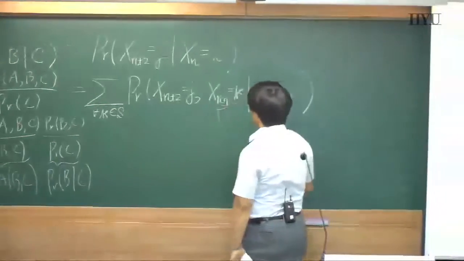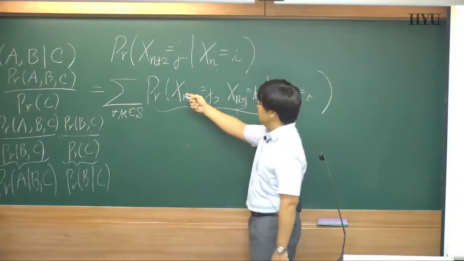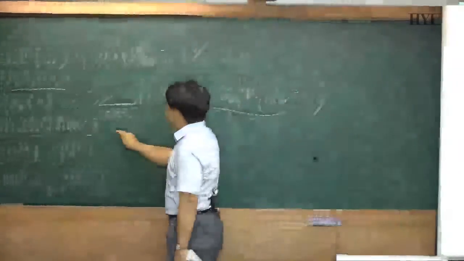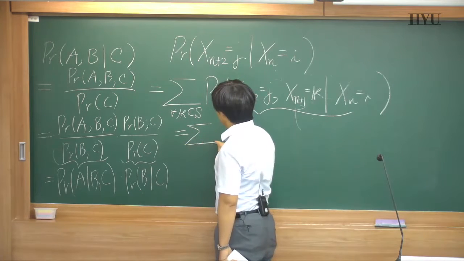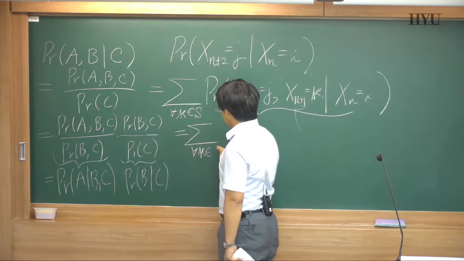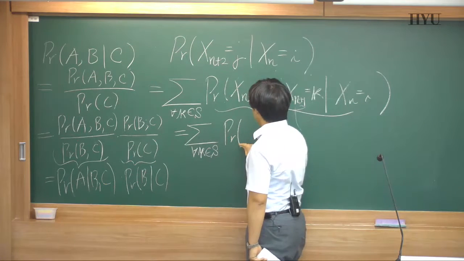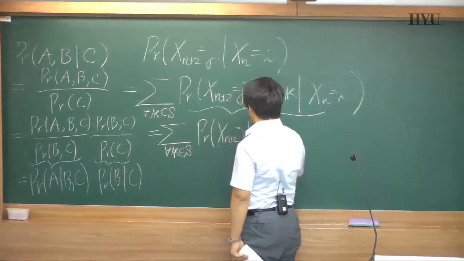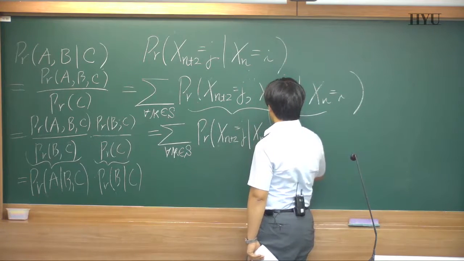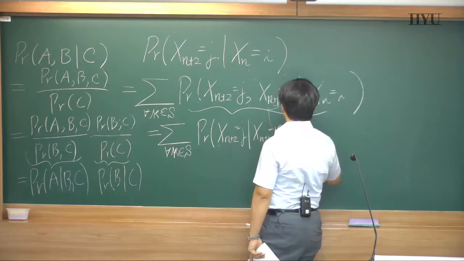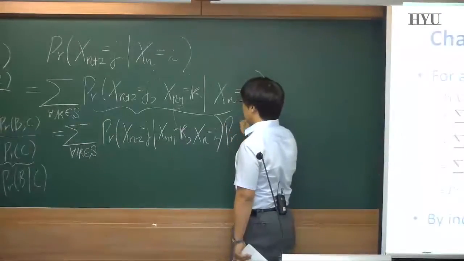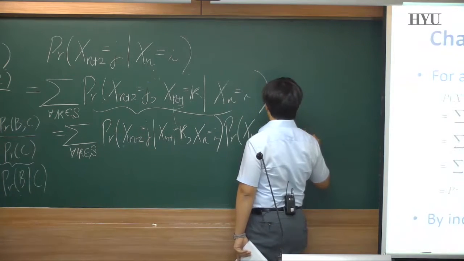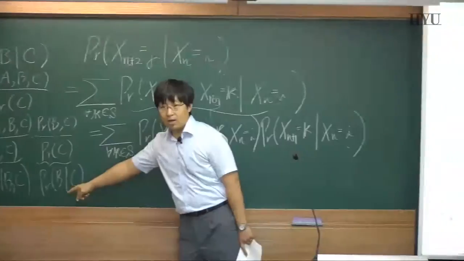Now we can use this. If we consider these events as A, B, and C, we can rewrite this as a summation over all possible cases of probability that X_{n+2} equals j given that X_{n+1} equals k, comma X_n equals i, times probability that X_{n+1} equals k given that X_n equals i. We just use this formula.